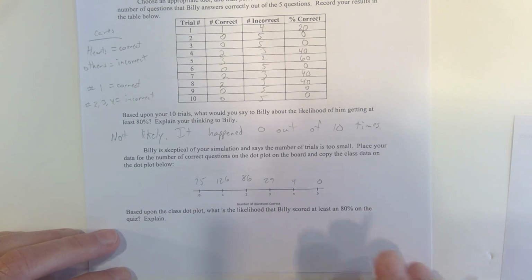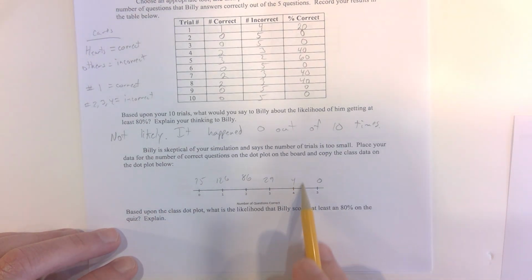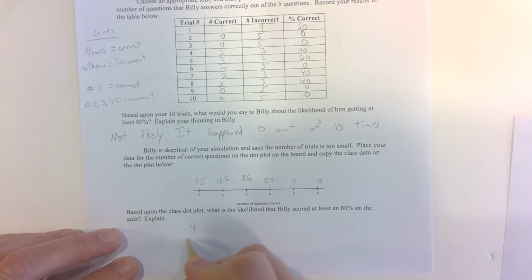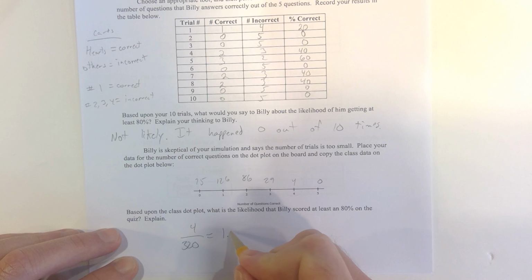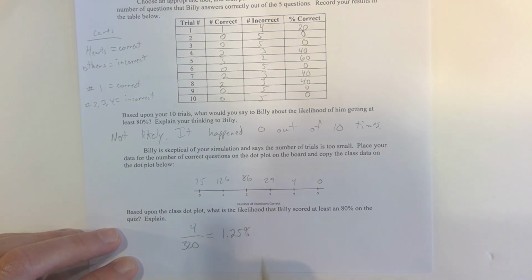All right, so now based upon the class data, which of course I did all of it again, but we'll pretend, what is the likelihood that Billy got at least an 80% on the quiz? Well, 80% only happened 4 times out of 320 times. So you must have been awfully lucky because it's only going to happen by random chance a little over 1% of the time, according to my simulation.